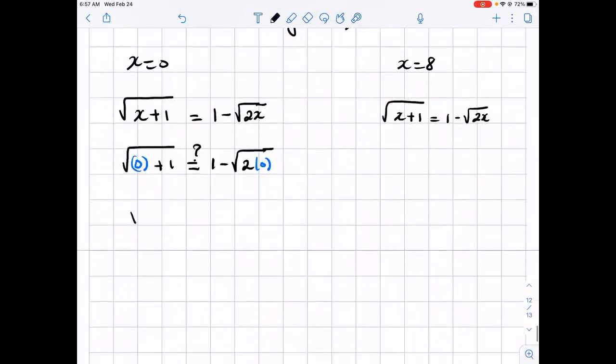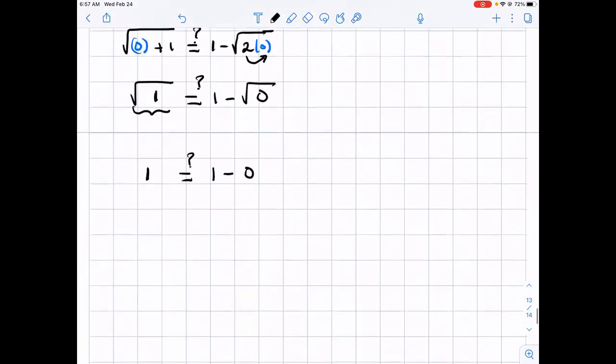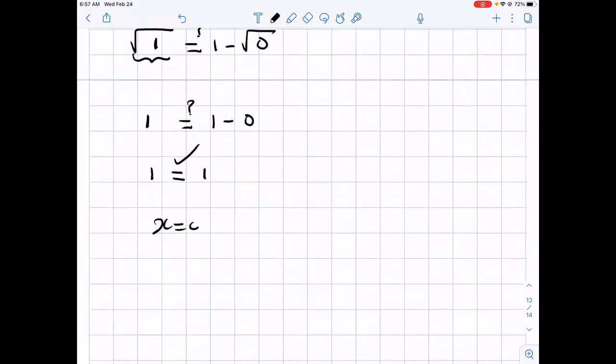So 0 plus 1 is 1. Is that equal to 1 minus the square root of 2 times 0, which is 0, right? When you multiply 2 times 0, you get 0. So the square root of 1 is 1. This is equal to 1. And this becomes 1 minus the square root of 0, which is 0. So 1 is equal to 1. So this checks. So we know that x equals 0 is a solution, right? That's a solution.